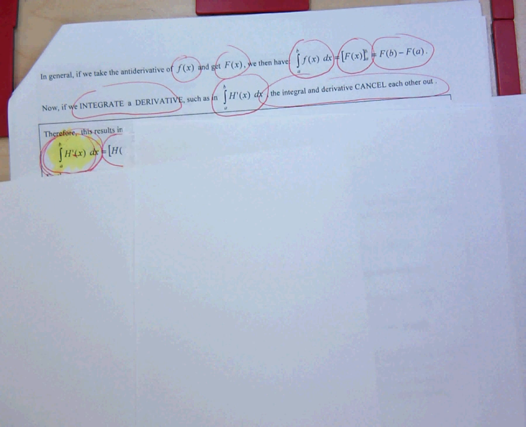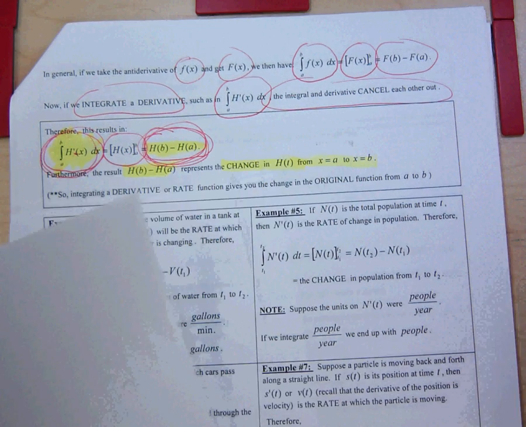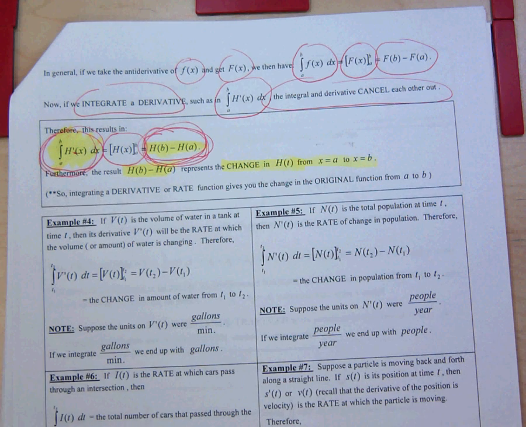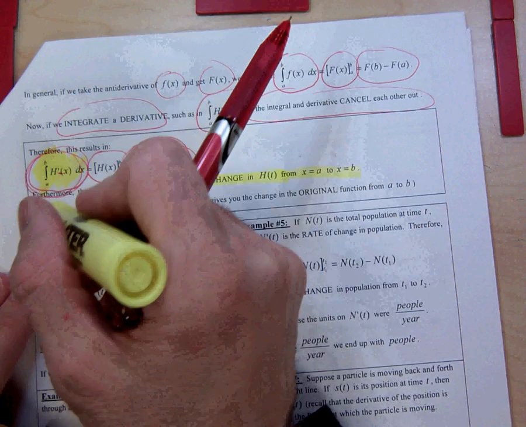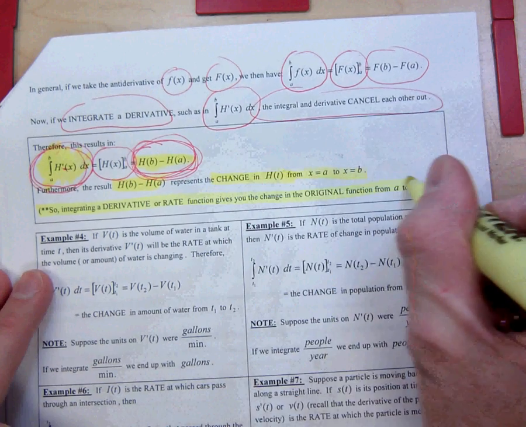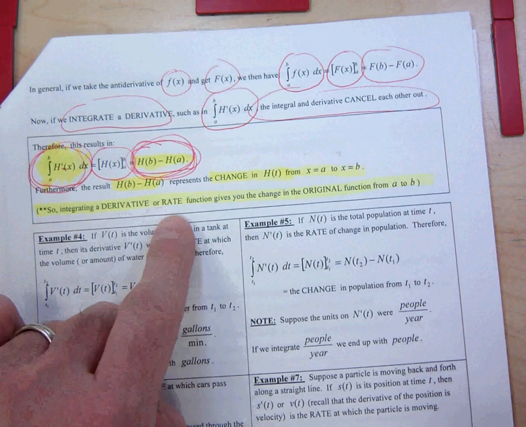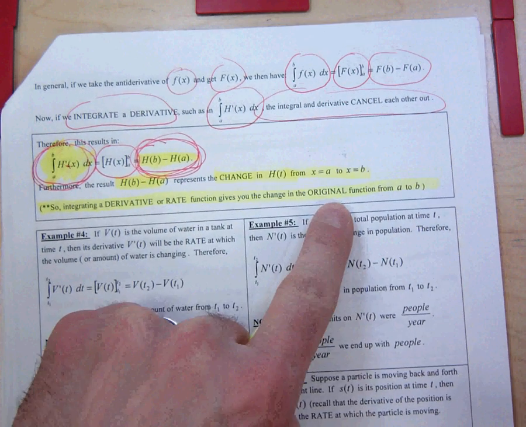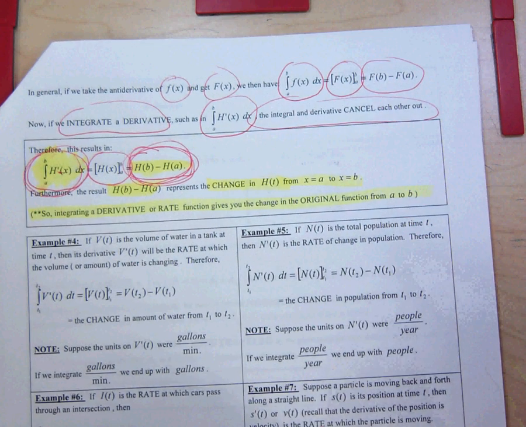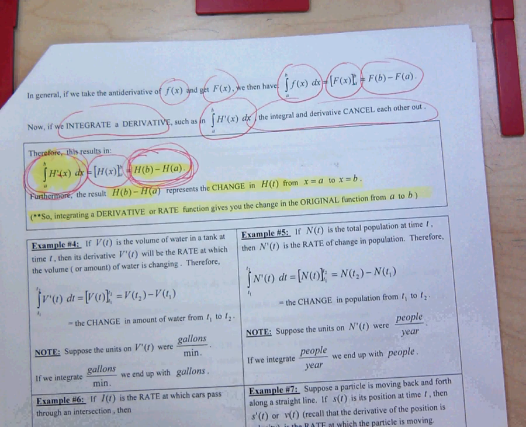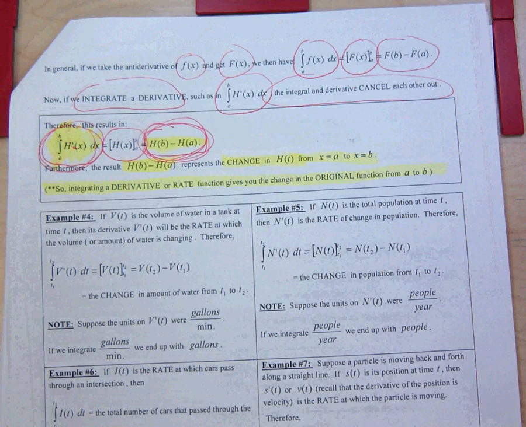Okay, so with that in mind, I'm going to move to some applications, okay? And again, I just want to emphasize one more time what I just said, and that is integrating a derivative or rate function gives you the change in the original function from a to b. Would you agree with that statement? Yes? Okay, so, all right, then let's just go through some examples.